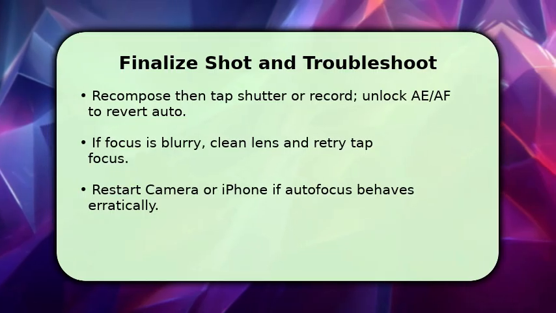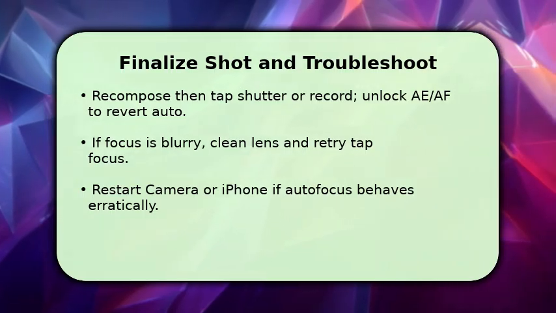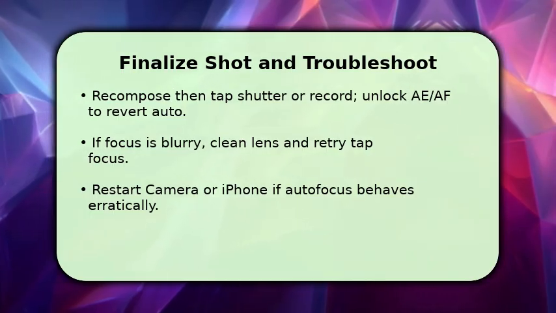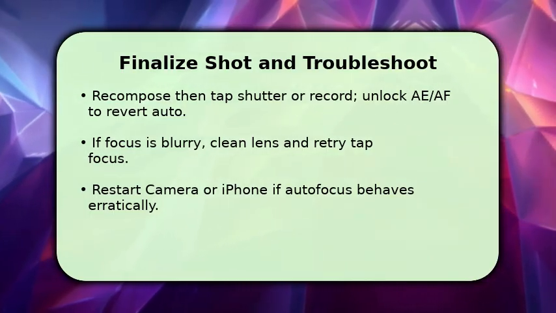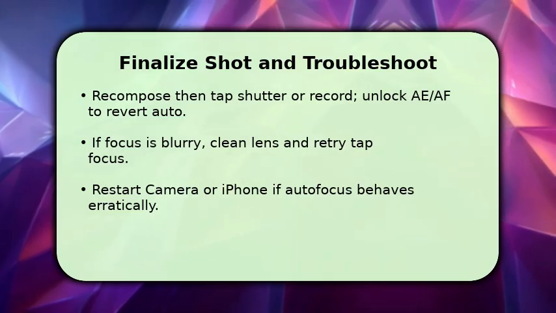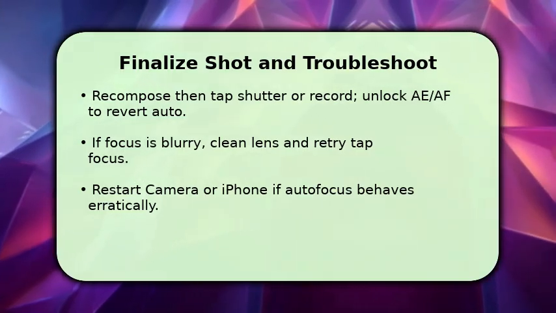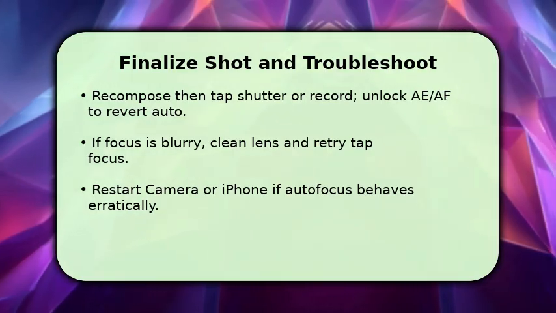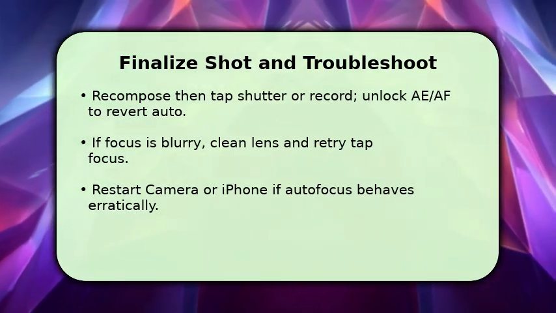If images remain blurry, check and wipe the lens. Oils and dust are common culprits, and repeat the tap to focus step. When autofocus still misbehaves, quit the camera app or restart the phone to clear temporary glitches. If problems persist, test another app to determine if it's a software or hardware issue, and consider Apple support.